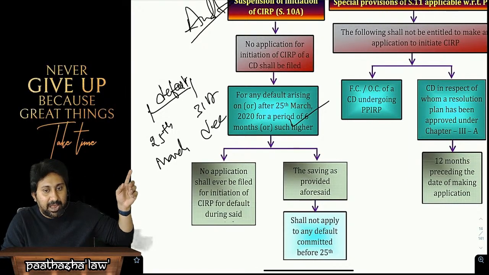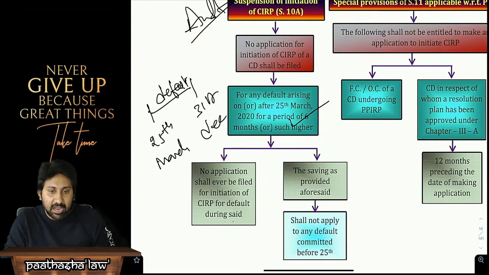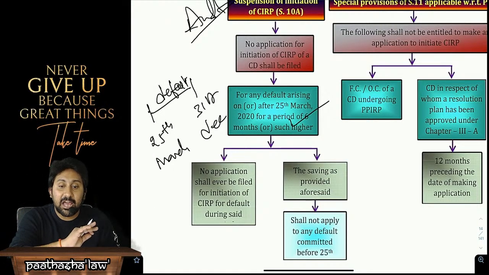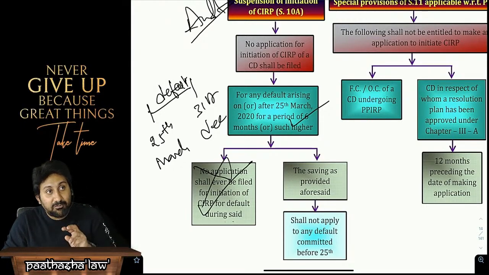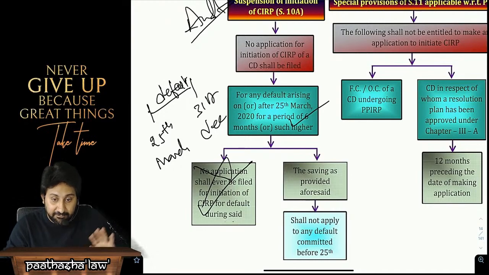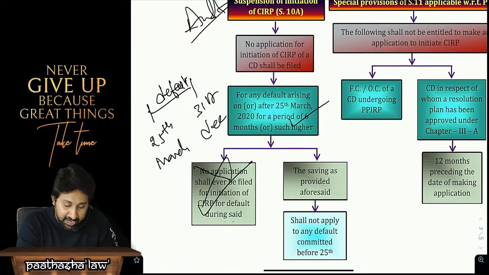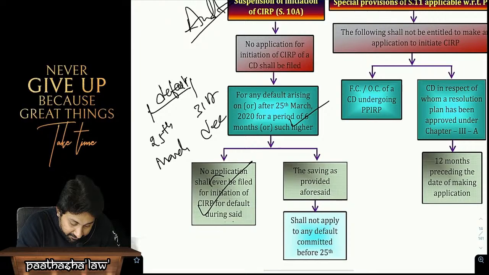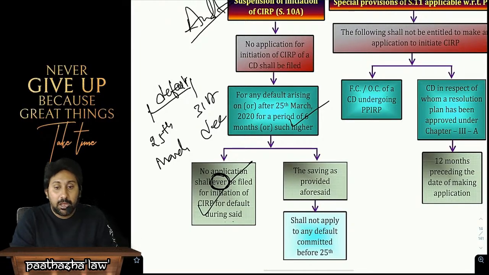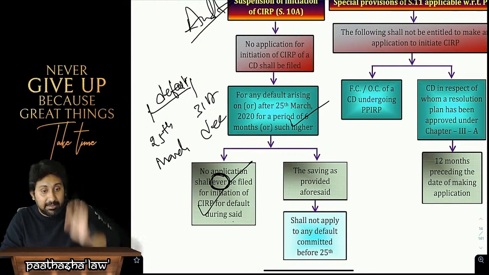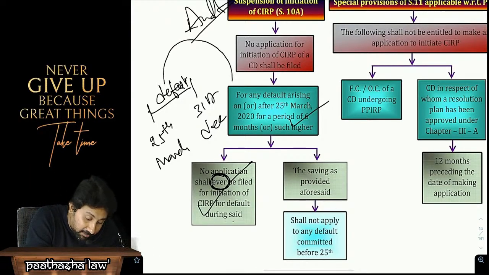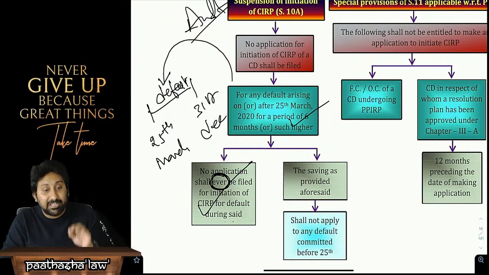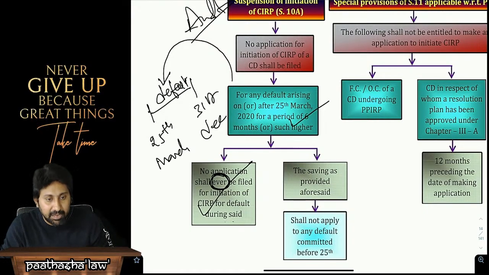So from 25th March to 31st December, during this period any debt arising is not the point, any default is. That means if a debt was given 5 years back, and the due date came between these dates and it became defaulted, CIRP cannot be filed against them. Sir, after December 31st can I file? No, no application shall ever be filed. Nowhere in the life of the IBC can you bring CIRP for default amounts during this period, even if it is 100 crore. Why? The pandemic affected them. They are not intentionally committing fraud.